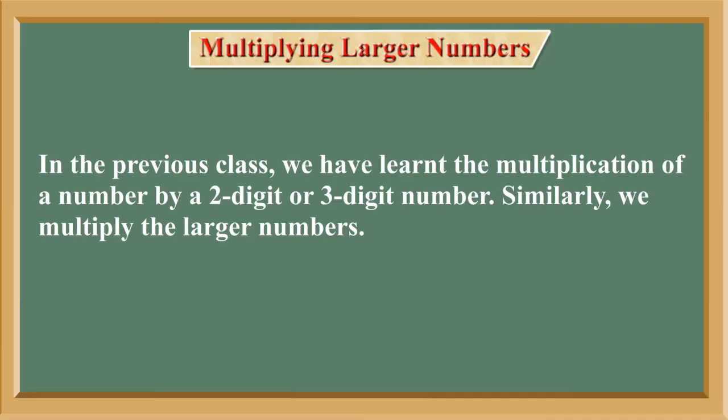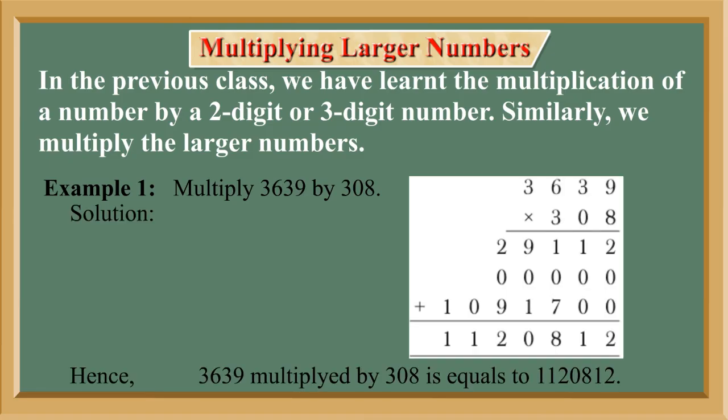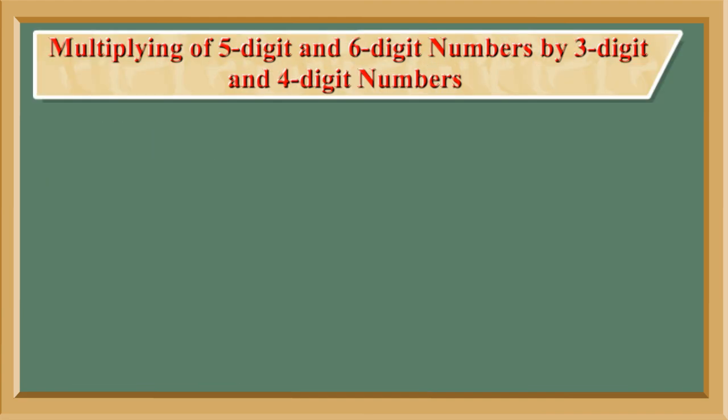Multiplying larger numbers. In the previous class, we have learnt the multiplication of a number by a 2-digit or 3-digit number. Similarly, we multiply the larger numbers. Example 1. Multiply 3639 by 308. Solution. Hence, 3639 multiplied by 308 is equal to 11,20,812. Multiplying of 5-digit and 6-digit numbers by 3-digit and 4-digit numbers.